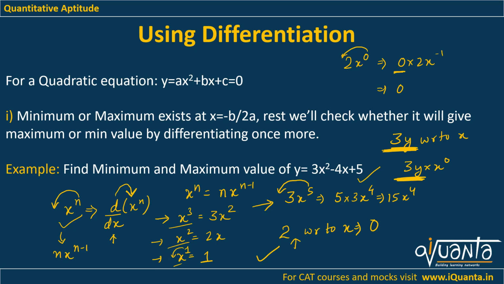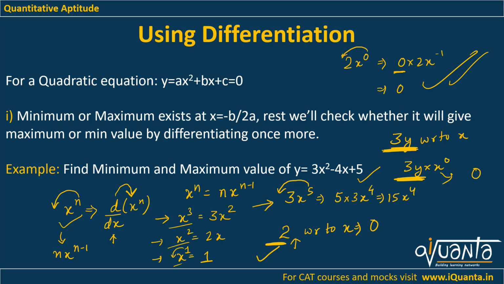3y will never be disturbed. For example, in the earlier case, we saw that we had this 2. We didn't disturb it, right? So here also 3y will be treated as a constant because we are differentiating it with respect to x. So 3y will never be disturbed. We can write it as 3y into x to the power 0. If you differentiate x to the power 0 with respect to x, you will ultimately get a 0. I showed it to you earlier, right?